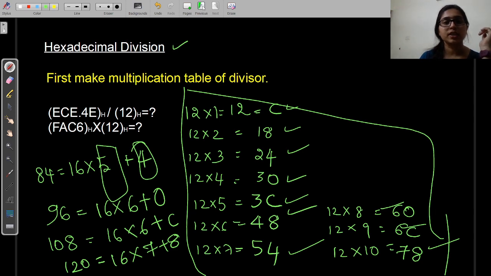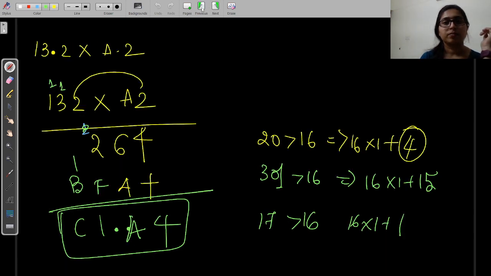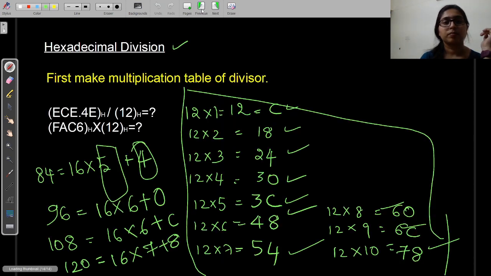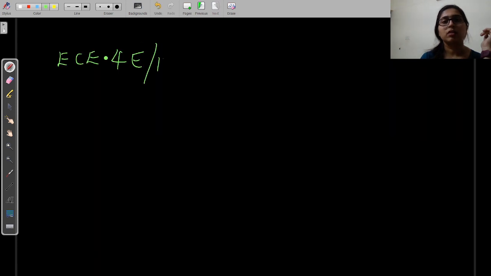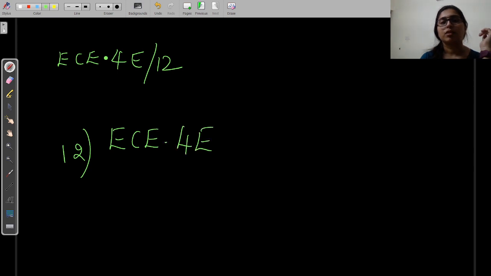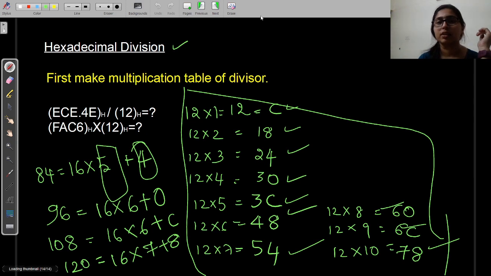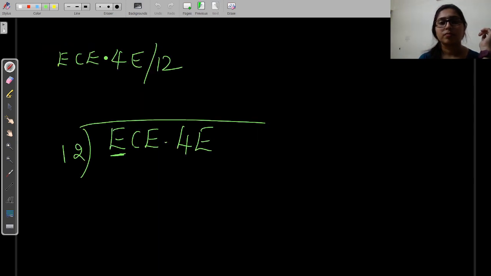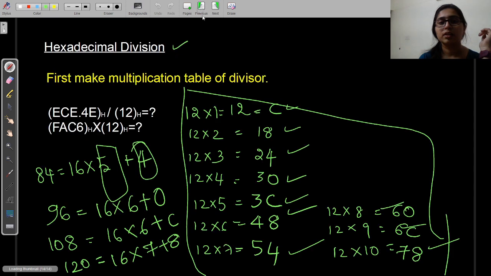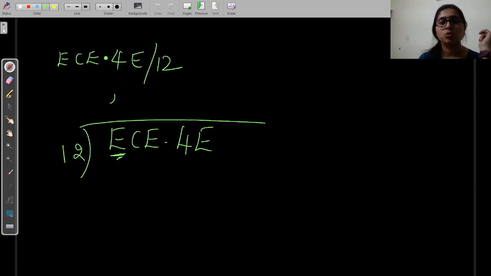division. So ECE.4E divided by 12. So how are we going to perform the division? It is like this. Now see E. You have to see where it is less than E. C is less than E, right? So can I write 1?